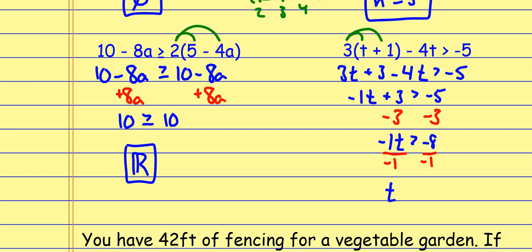So let's see, here I get a t, and now because I divided by a negative, I have to flip the inequality sign. That's the only difference between this and equations. And now negative 8 divided by negative 1 is a positive 8, okay? Again, that's my answer, but I'm going to draw a quick sketch of it over here.